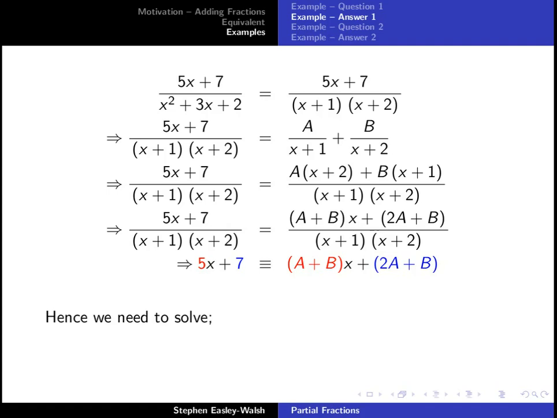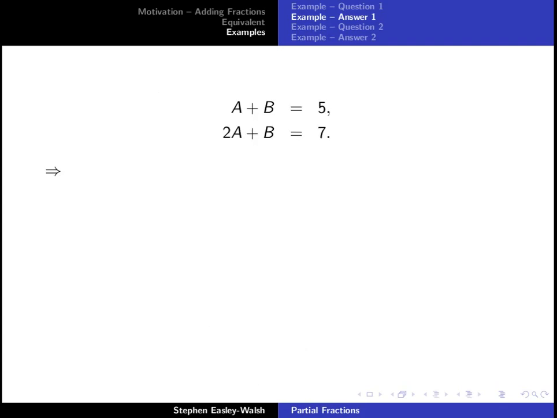So we have to solve the following system. That is, A plus B equals 5, and 2A plus B equals 7. This isn't too difficult to solve. The B's are already in a position to be cancelled. By subtracting these equations, I'm left with A equal to 2, because 2A minus A is A, B's cancel, and we have 7 minus 5. Putting this back into the first equation, that is, putting it into A plus B equals 5, gives us B must equal 3. And so we have the result that 5x plus 7 over x squared plus 3x plus 2 must equal 2 over x plus 1 plus 3 over x plus 2.